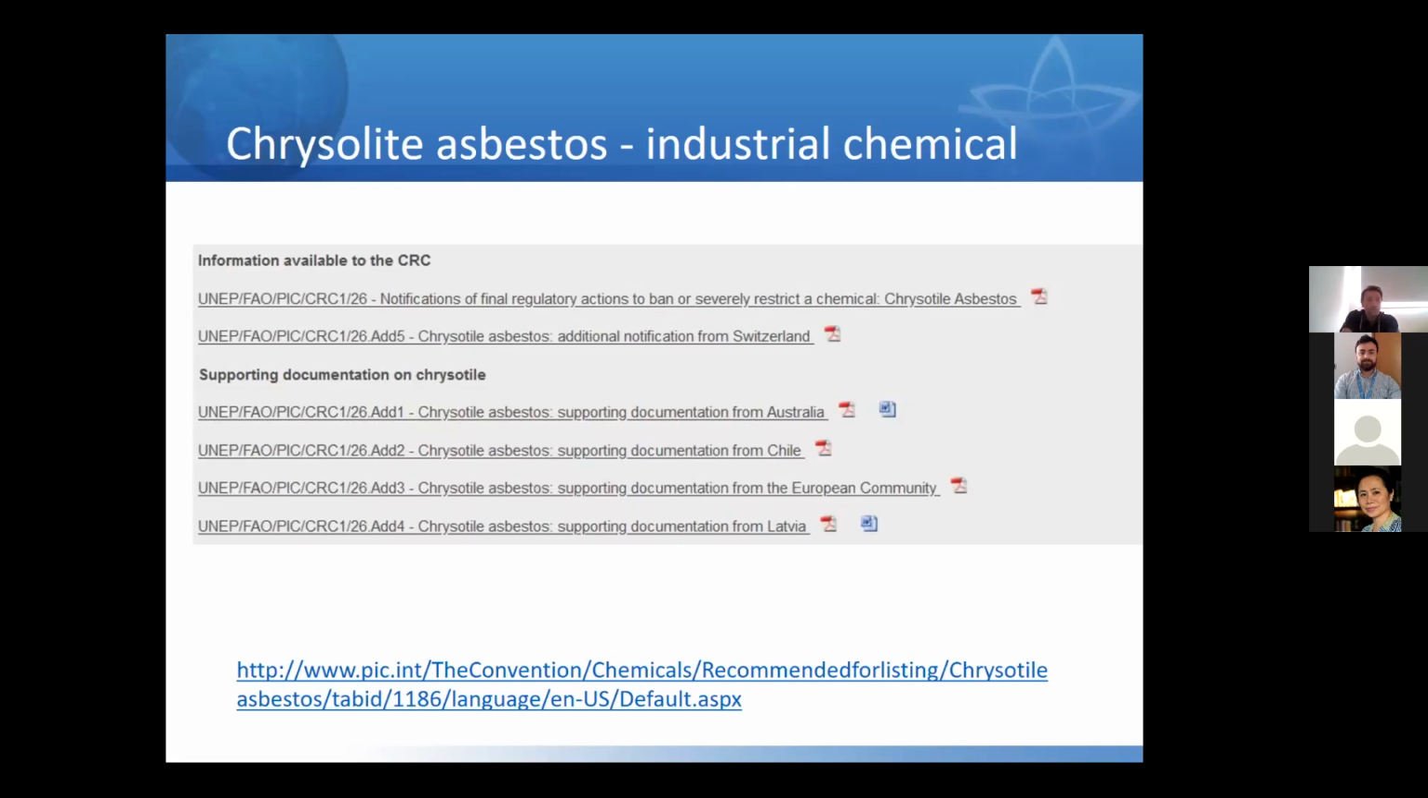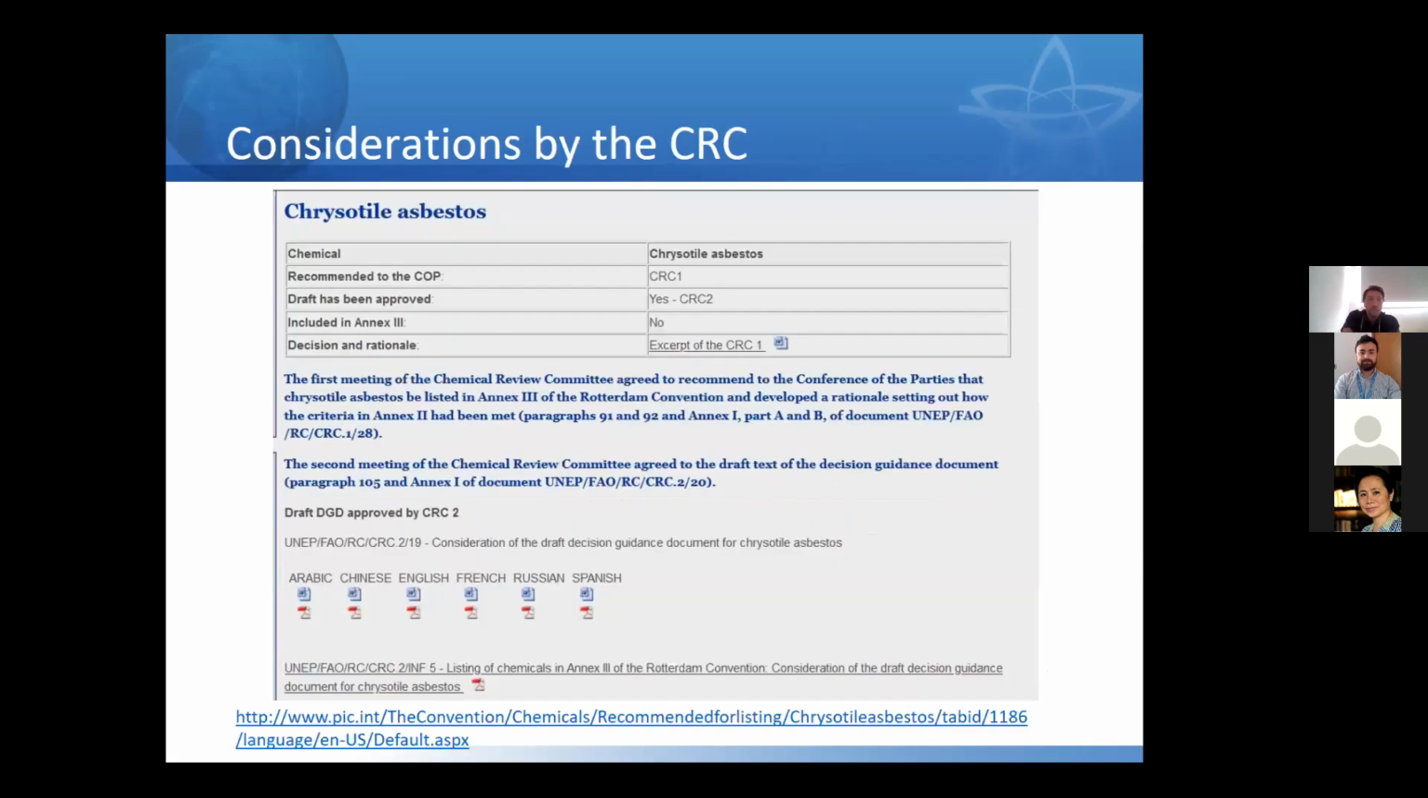This information is available in the dedicated web page for chemicals recommended for listing, which also contains all the supporting documents provided by the parties and considered by the CRC experts. At the first meeting of the Chemical Review Committee, it was agreed that this chemical should be listed, or actually CRC1 already recommended listing this chemical into Annex 3 to the Conference of the Parties. The second meeting of the Chemical Review Committee agreed to the draft text of the decision guidance document.